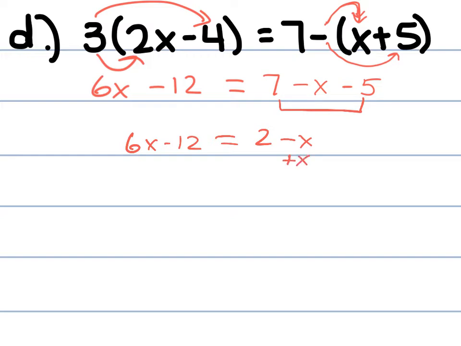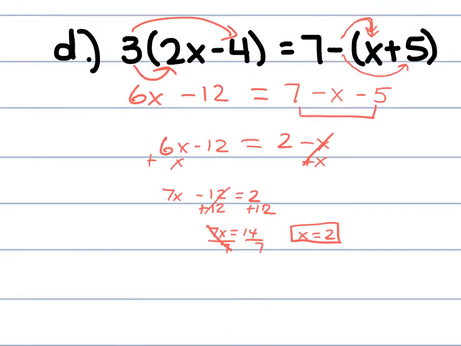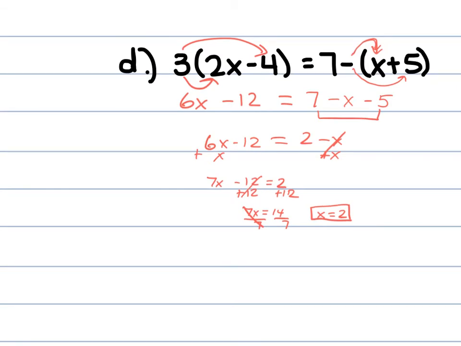Okay, good. Let's add x to both sides to get rid of this. Introduce it over there. We get 7x minus 12 is equal to 2. What's next? Add 12, add 12, and we get 7x is equal to 14. Then divide both sides by 7, and x is equal to 2. Perfectly executed. All right, I think we just have a couple more.